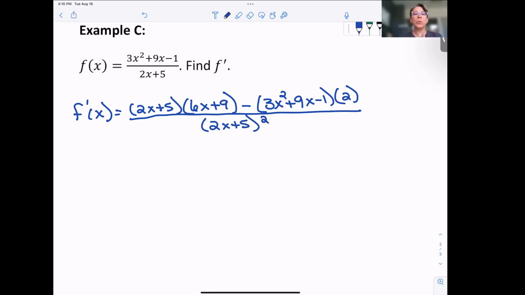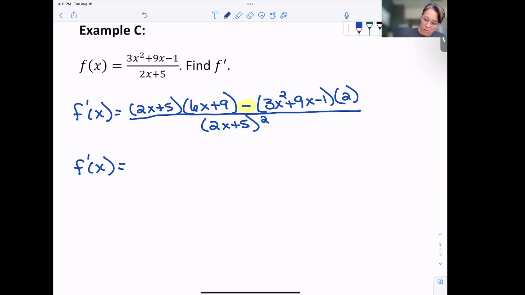A lot of people want to reduce. They see those 2x plus 5s, one on top, one on bottom. We cannot reduce it, remember, because we have subtraction here. Everything has to be in multiplication or division in order to divide out. As long as we have that minus sign in there, we can't do it. So all we can do now, you've already technically taken the derivative, is we have to clean it up. You always want your answer in simplified form. So this is the hard part for most people, is just all the algebra.